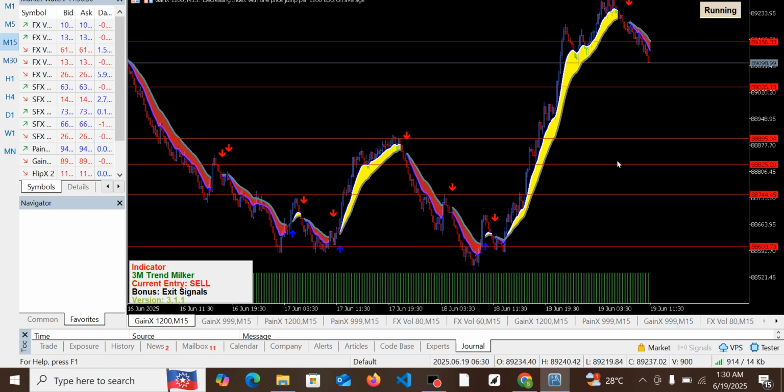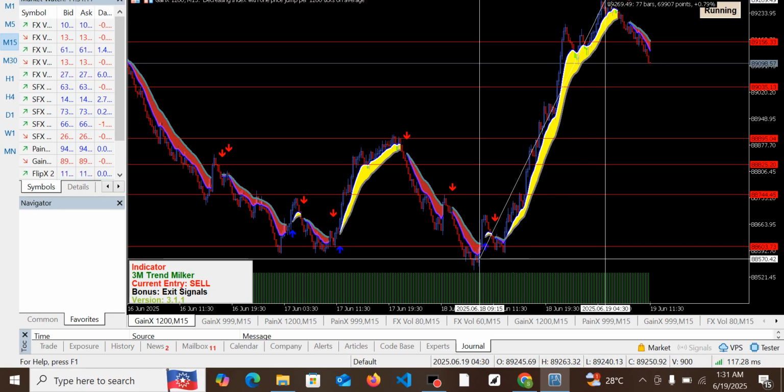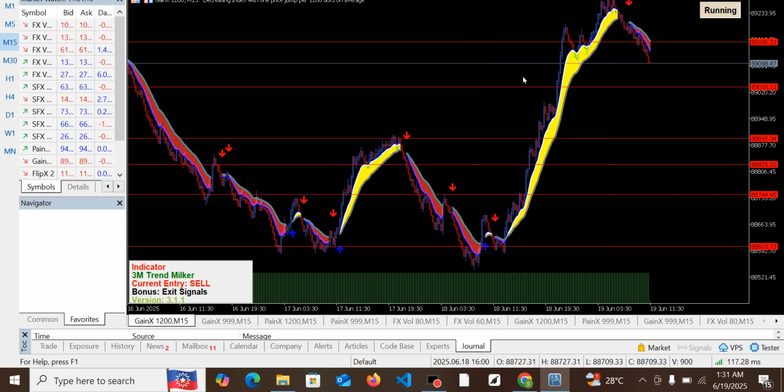Okay guys, in today's video we will be checking out how we can trade spikes successfully in the Gain X and Pain X assets. We decided to do this today because yesterday we were fortunate to trade the spikes in Gain X 1200, and it was a successful one. You can see it right from here, and I'm going to show you how I'm able to do my analysis to know that this is going to spike for a very long time.